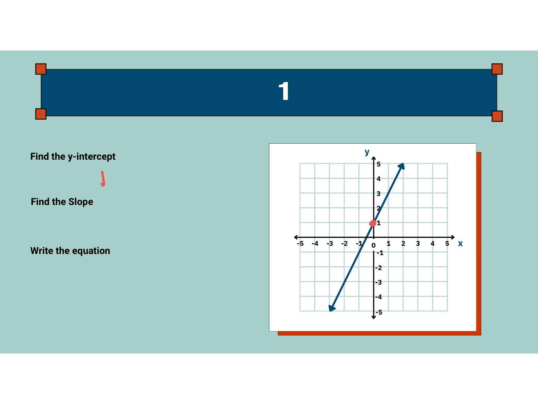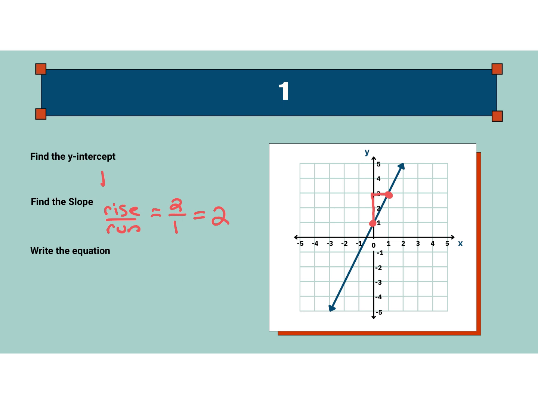Our slope is found by figuring out how we get from one point to the next, our rise over our run. You can tell this is a positive slope because it starts low on the left and it rises up to the right. And to get from point to point, you're going to rise 2 and run 1. So your rise is 2 and your run is 1, which gives you a slope of 2.